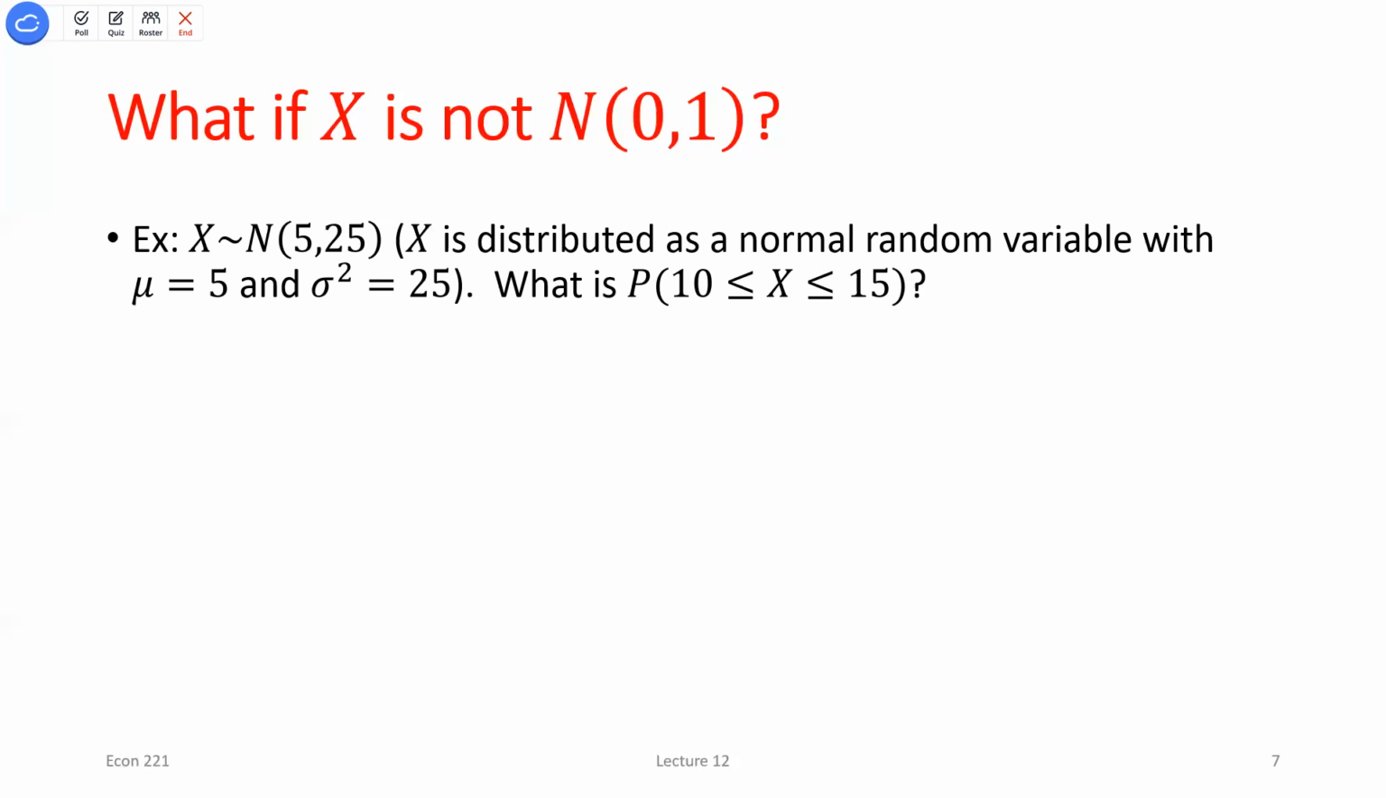So the next step is we need to turn these two values into z-scores. Now, before I use the formula on this one, you should be able to tell me very quickly what the z-value should be for that value of 10 and 15. Remember, the z-score is the number of standard deviations away from the mean that those values are. My standard deviation is 5. My mean is 5. What should the z-score be for 10? How many standard deviations away from the mean is it?